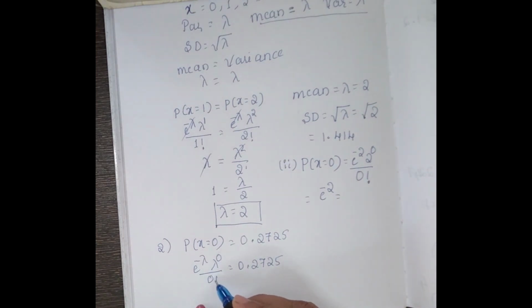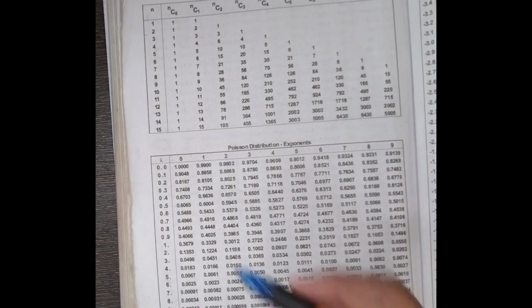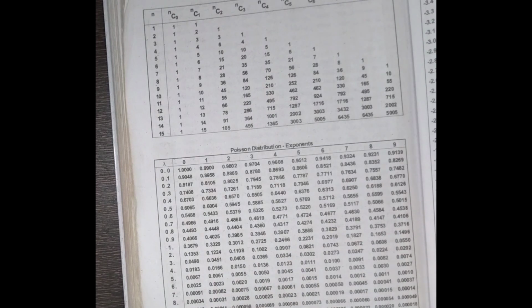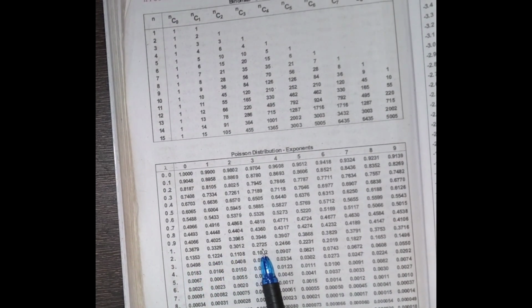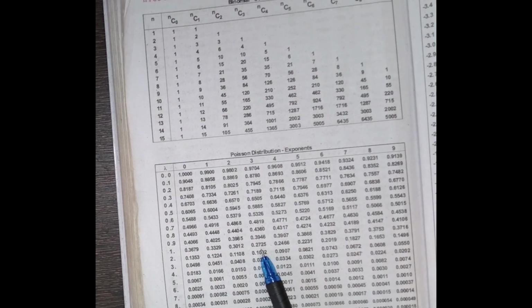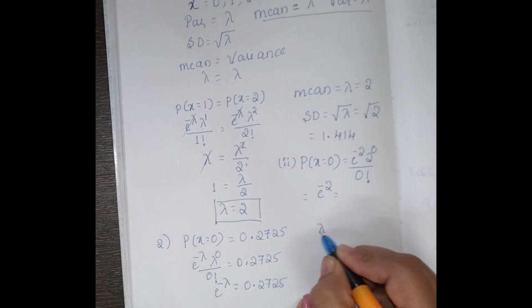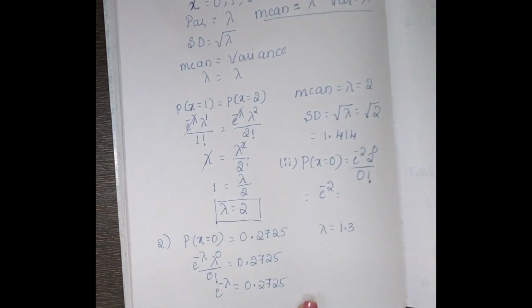Then this is 1 and this is 1. So what is e to the power minus lambda equal to? 0.2725. Then 0.2725, if you have to take it from the table, where is it? Just search here for 2725. Okay, just observe 1.3. 1.3 has the value 0.2725. Then you take it. Lambda value is equal to 1.3.